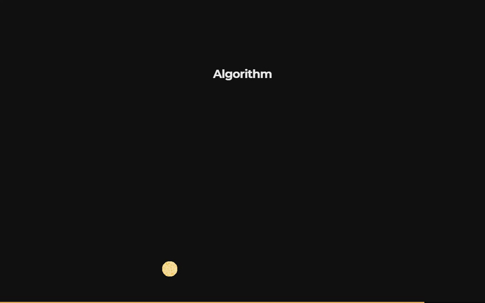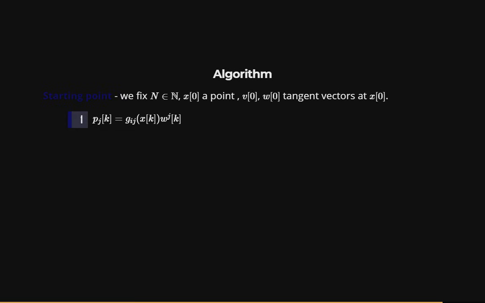Now, the algorithm looks like this. We start from a point x0, and v0 and w0 tangent vectors at x0. We want to compute the geodesic with direction v and transport w. First of all, we calculate the momentum, the conjugate momentum variable for our Hamiltonian equations, which is just computing the metric and doing the multiplications.